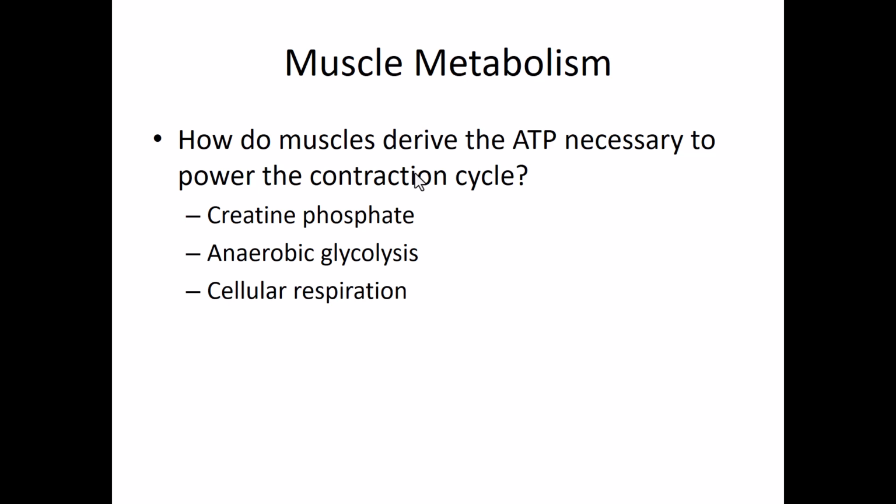And you're going to see there are progressively longer types of muscle contractions that use different types of ATP. So we can use creatine phosphate, anaerobic glycolysis, and cellular respiration. So let's look at each one.